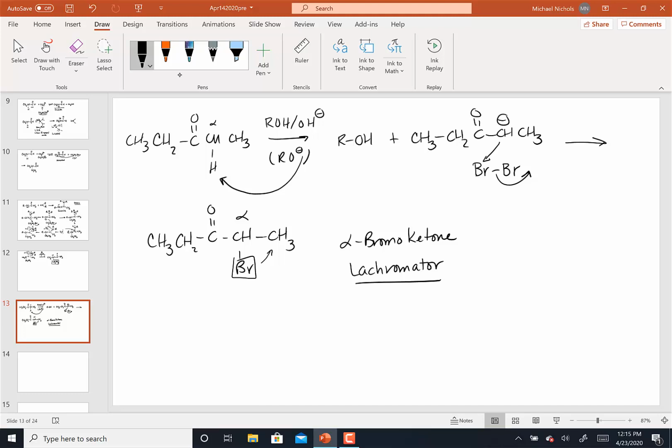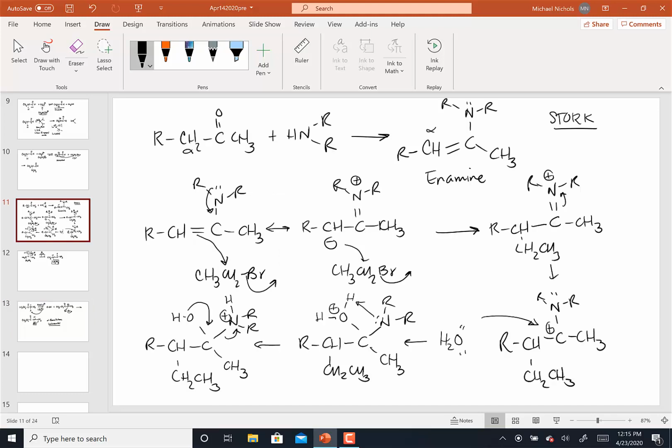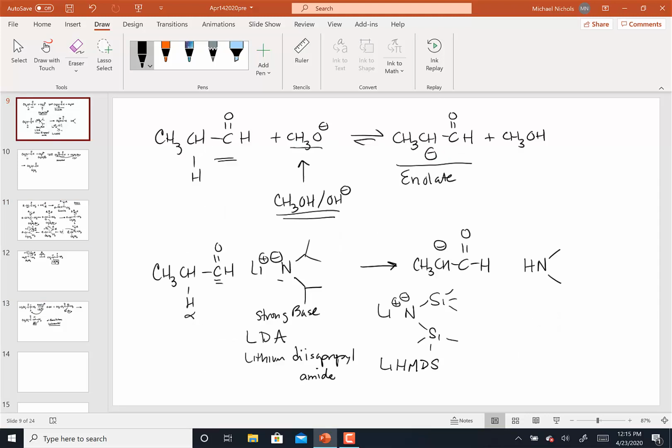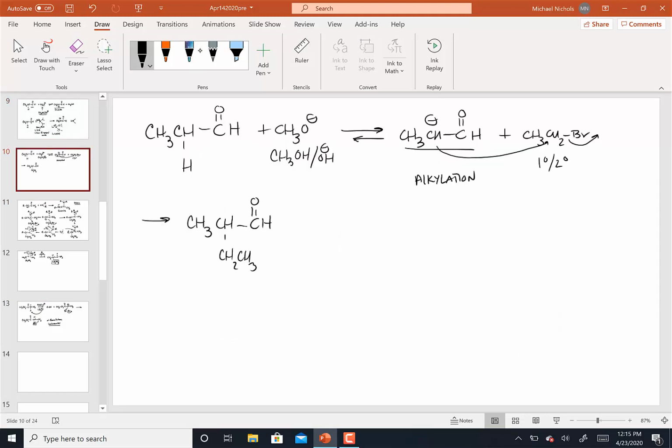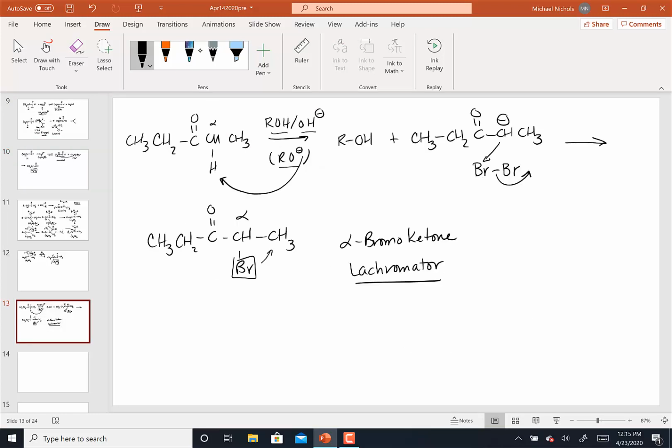So the key part is, let's use a combination of alcohol and hydroxide to make an alkoxide that will then deprotonate the alpha carbon. I will then make an enolate, and right now what can I do with the enolate? I can react it with an alkyl halide, like I did back here. I can react it with an alkyl halide and alkylate the alpha carbon, or in this case, I could brominate that and form an alpha bromo ketone.